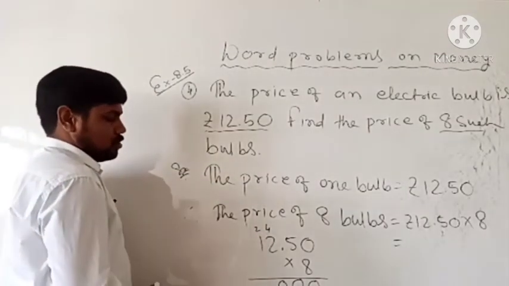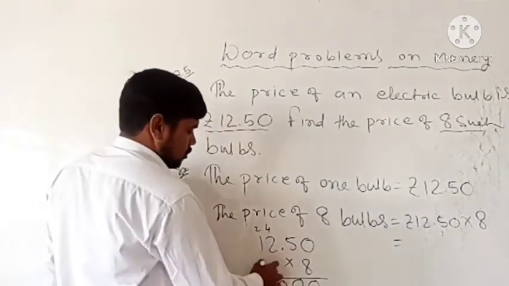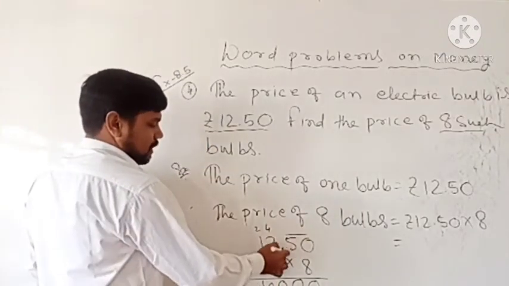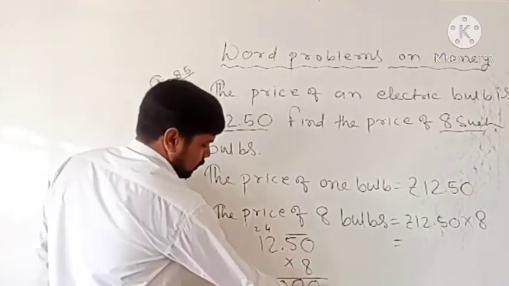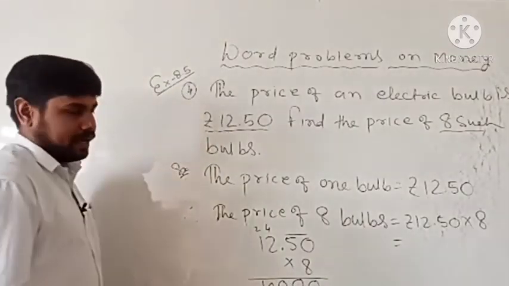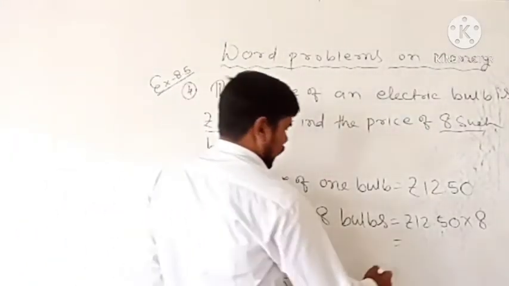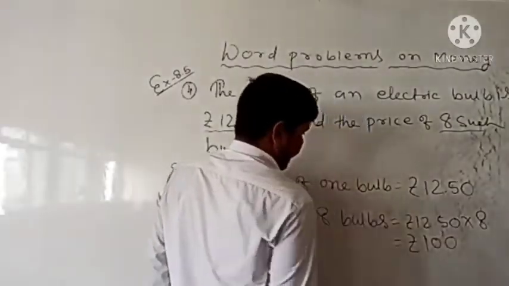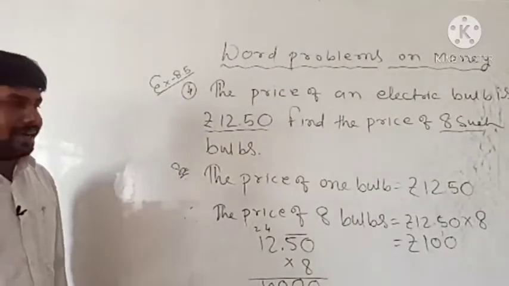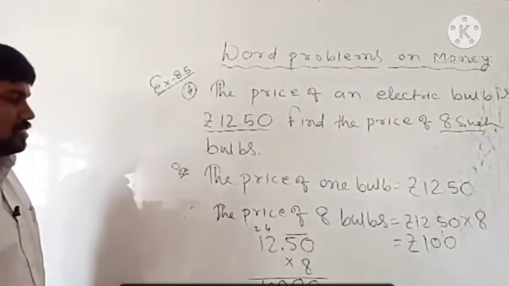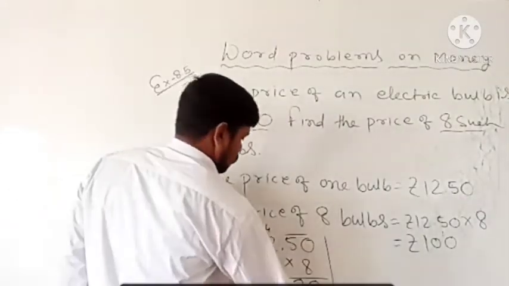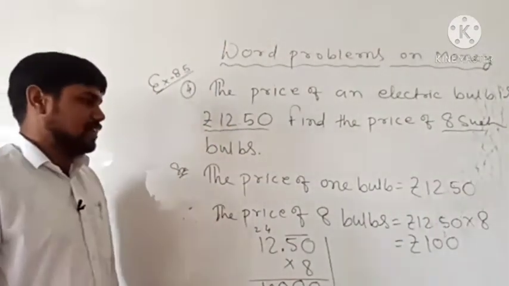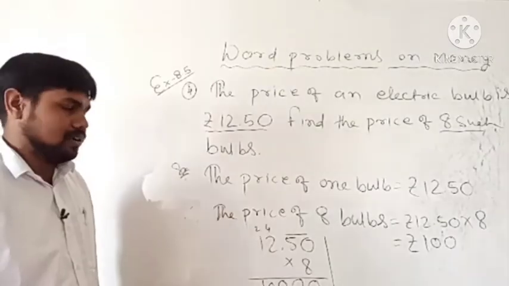Okay, so 8 1s are 8 plus 2 is 10. So 10, and since there is a 2-digit decimal, we'll put the decimal point after 2 digits. So 100 is coming, right? So the cost of 8 bulbs will be rupees 100. So very simply, this is how you will do this rough work on the right hand side. I don't have space, so that is why I have done it here. So the price of 8 such bulbs will be simply 100 rupees, right?